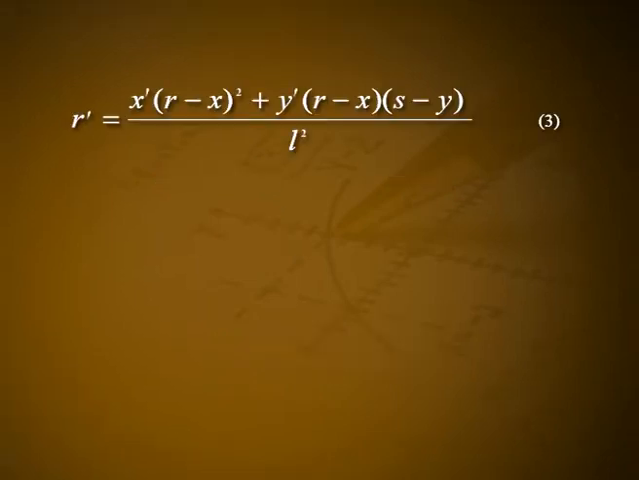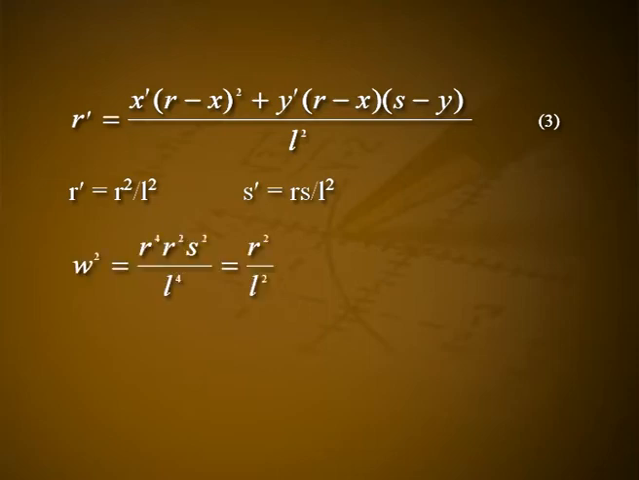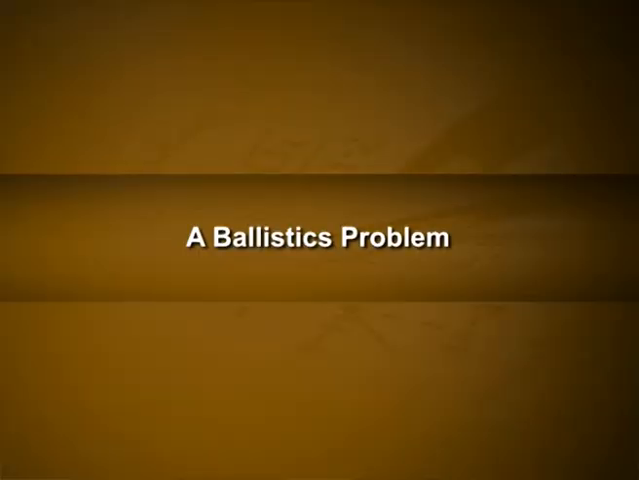By equation 3, r dash is equal to r squared by l squared, and s dash is equal to r into s by l squared. Hence, w squared is equal to (r^4 + r^2 s^2) by l^4, which is equal to r squared by l squared, and so w is equal to cos phi. Such a simple formula is unlikely to depend on more than a simple geometric argument. Can you find one?